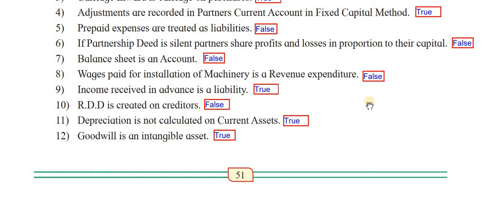If somebody takes goods from you, okay, so definitely those are your customers, right? So उनके ऊपर, वो डेटर्स के ऊपर RDD होगा ना, तो those are reserve for doubtful debts. क्रेडिटर्स पर तो कभी नहीं हो सकता ना, आप दे रहे हो तो आपके ऊपर कैसे हो सकता है? जो लेता है, those are your customers, उनके ऊपर ही RDD क्रिएट होता है, ठीक है.